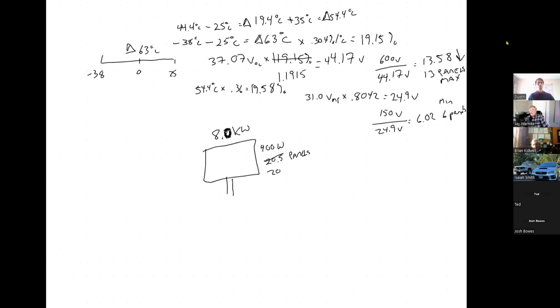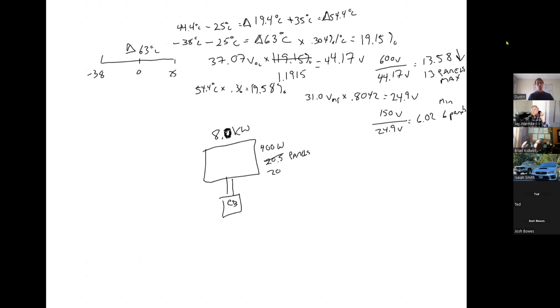So now we're coming into, let's say we're going into a combiner box. Well, hey, Jay? Yeah. Okay, I know you had 20.5 panels in order to keep it below the 600 volt maximum, but what if you did 3 strings of 7?